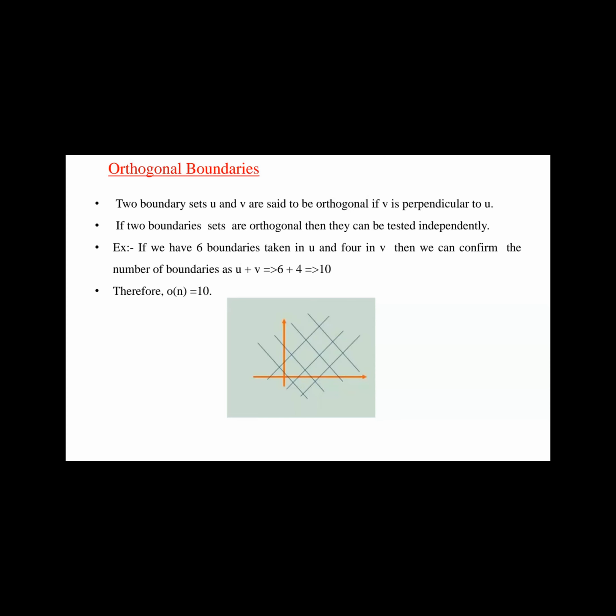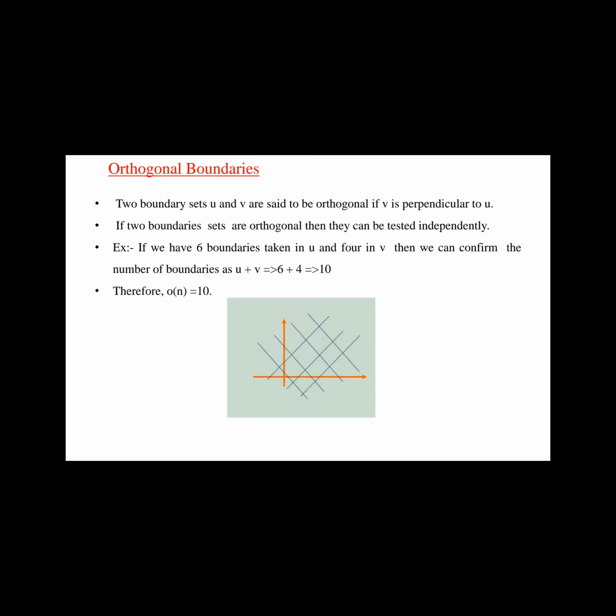See here, two boundary sets. To represent it as perpendicular, we take two boundaries u and v, which are said to be orthogonal. u should be perpendicular to v, and v should be perpendicular to u. For example, if you have 6 boundaries of u and 4 boundaries of v, then the u boundaries should be perpendicular to the v boundaries. A total of 10 boundaries will be represented. Then it is called orthogonal boundary representation, and that particular domain is called a nice domain.